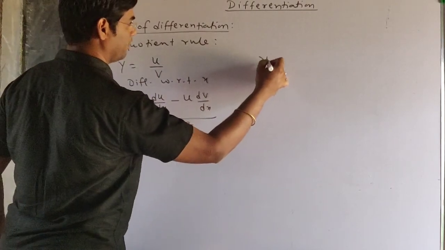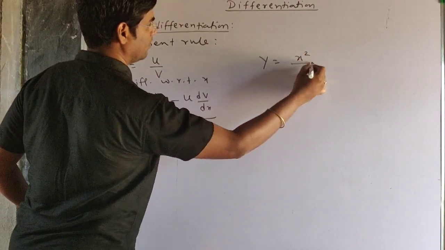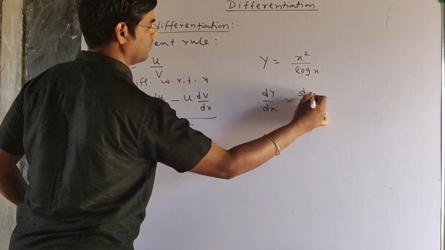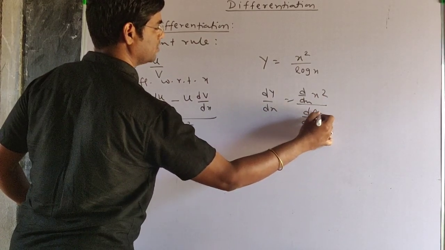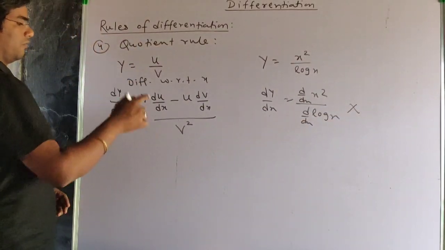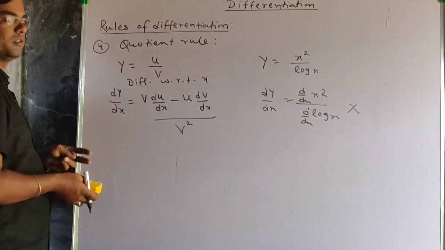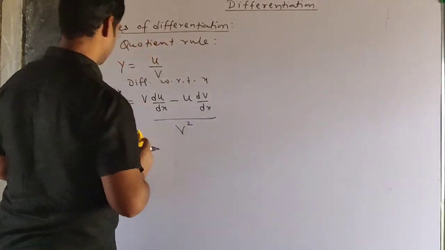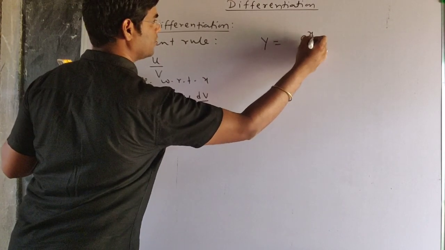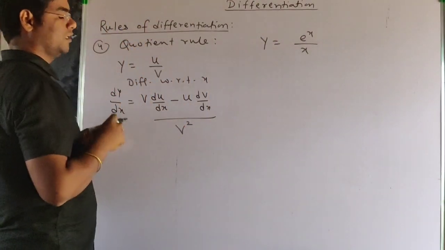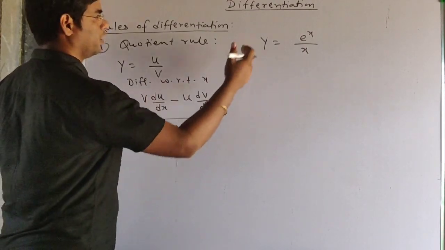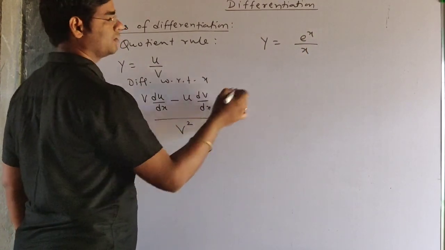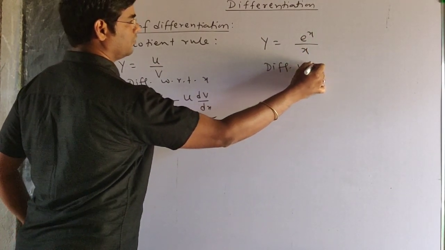So you cannot directly differentiate, suppose we have x square upon log x, as derivative of x square upon derivative of log x, and this is wrong. So when you have two variables in product or division, then you have to apply the multiplication rule and division rule. For example, suppose we have e raised to x upon x. Here e raised to x and x are two terms which are in division, so you cannot apply d by dx to both terms directly, derivative of e raised to x and derivative of x. Here you have to follow the u upon v rule.